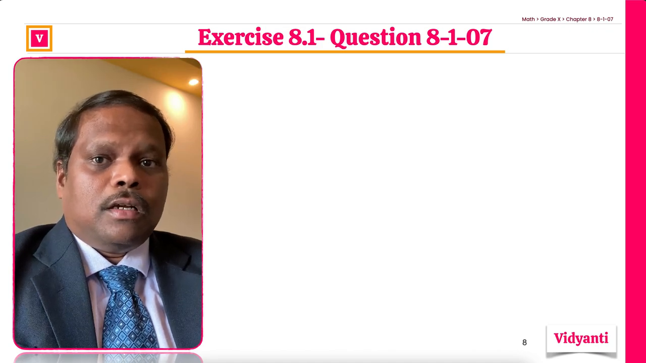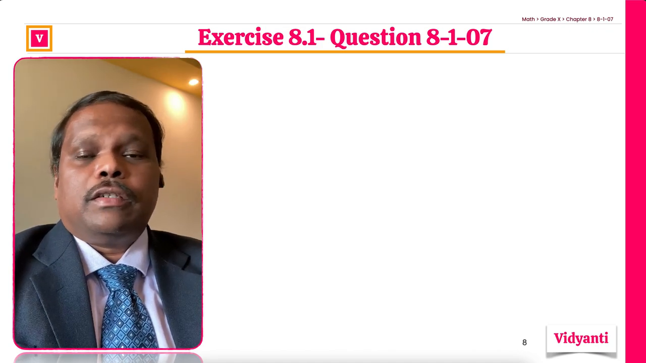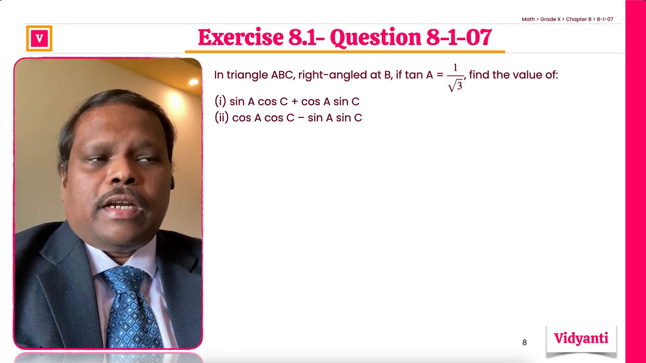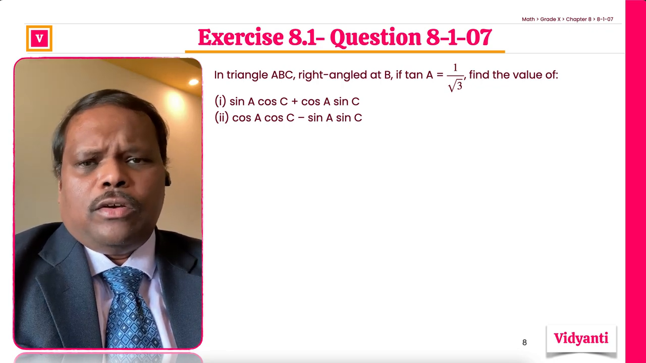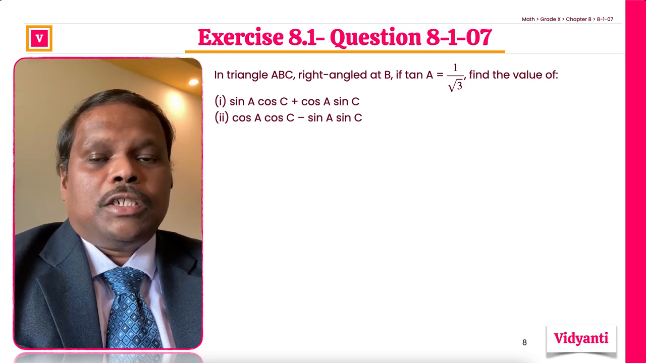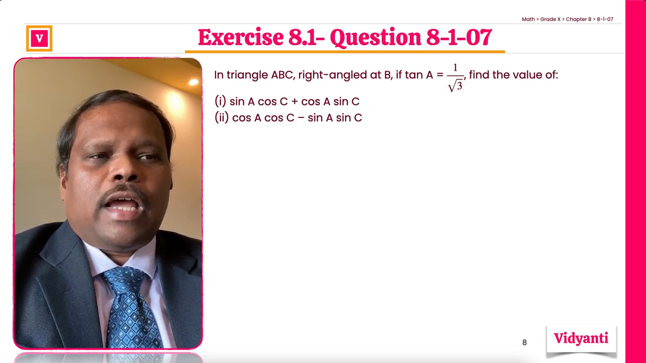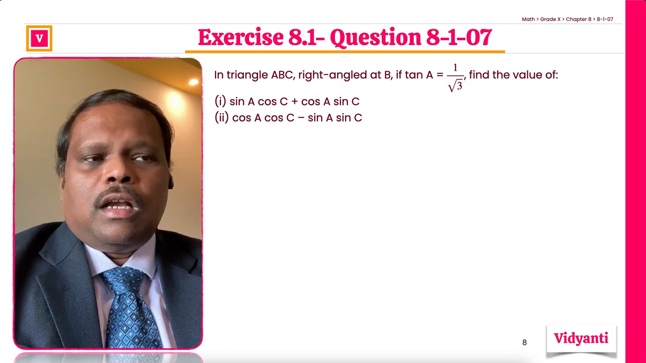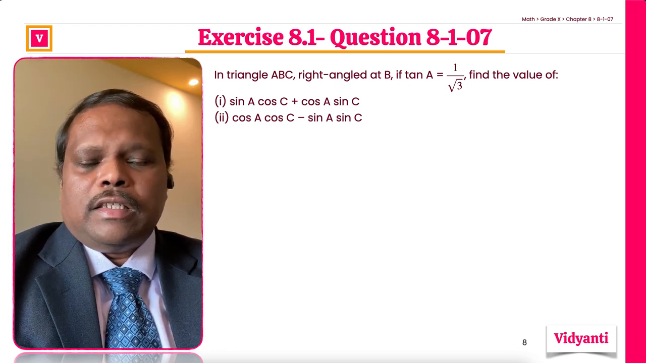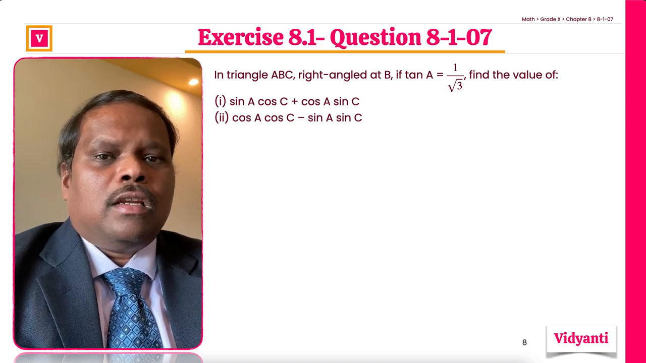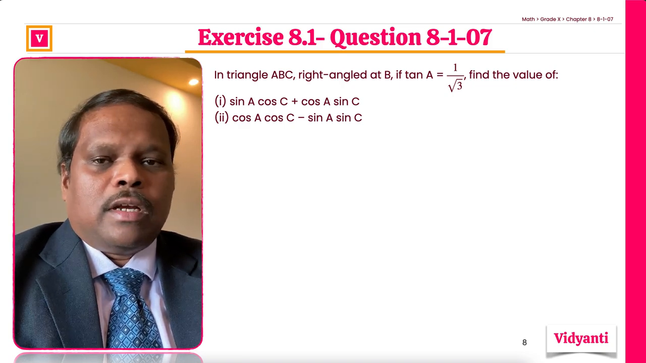Let's see the next question in this exercise, question 817. In triangle ABC, right angled at B, the value of tan A has been given as 1 over root 3. Find the value of sin A cos C + cos A sin C. Now, if tan A is 1 over root 3, then angle A must be 30 degrees.